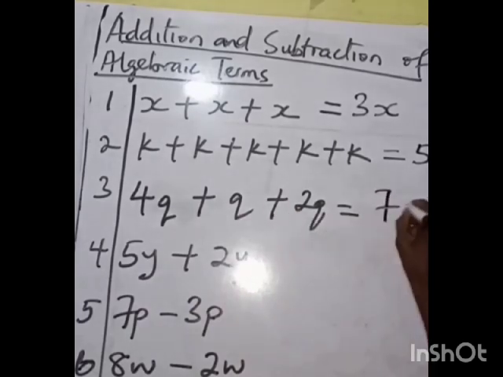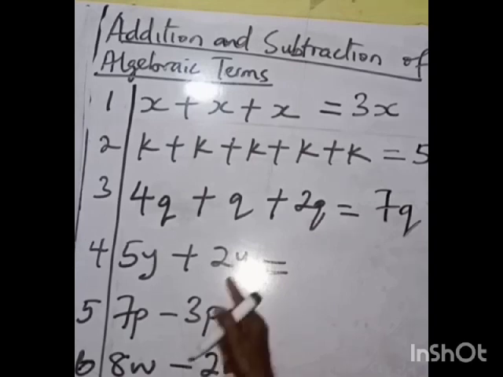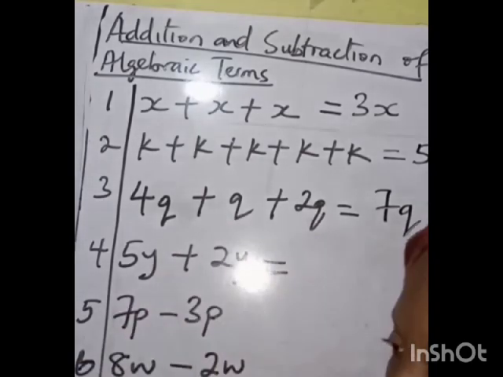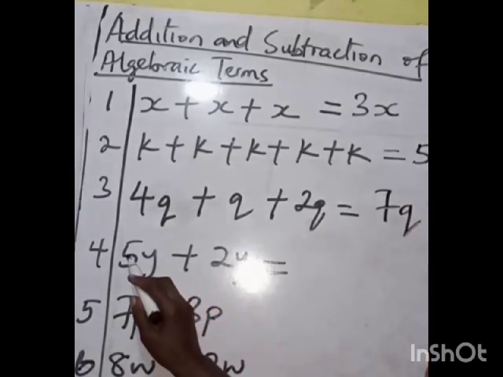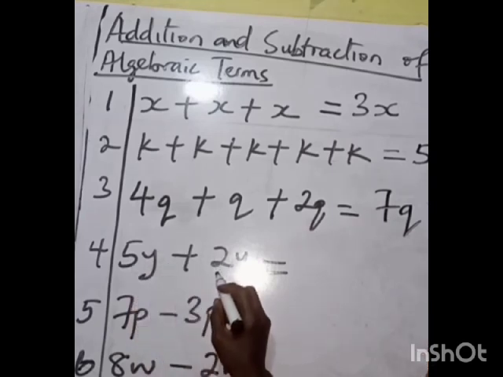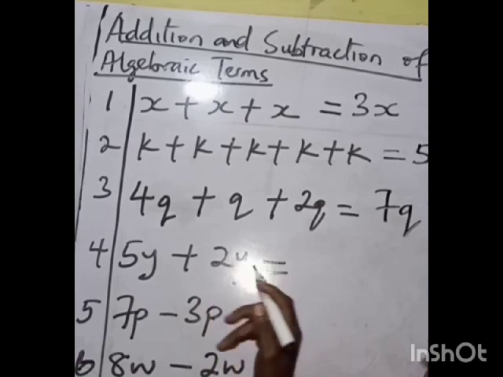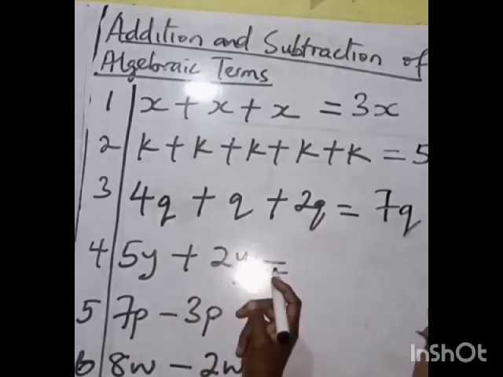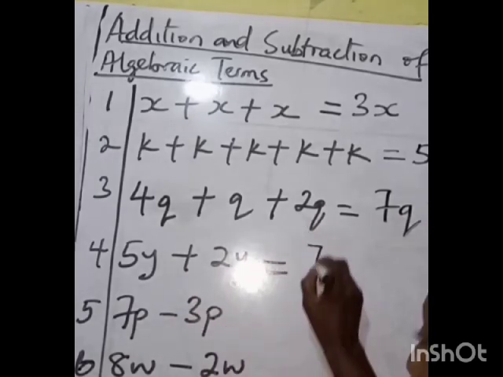Number 4, 5y plus 2y. We are adding the coefficients. Whenever you are adding or subtracting algebraic terms, the emphasis is on the coefficients. Pick the coefficients of the letters and add them, or pick the coefficients of the letters and subtract them. So here you have 5y plus 2y. 5 plus 2 gives us 7. y in 5 places and extra y in 2 places. When you add them together, you have 7y.